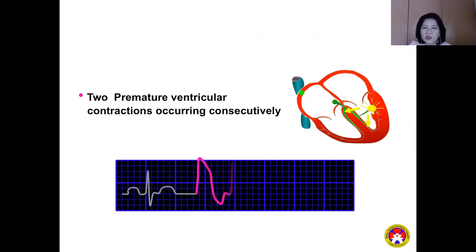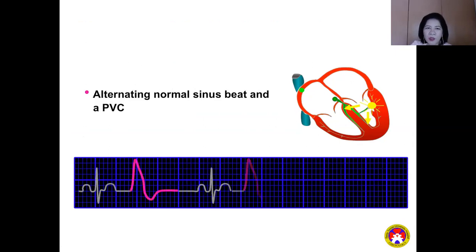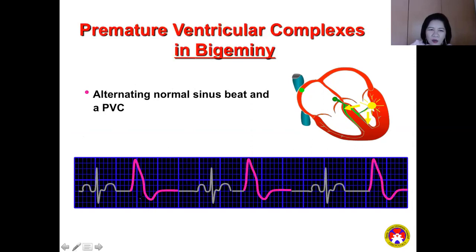Now, if we see two PVCs, one after another, consecutive, then we call that PVC in couplet. If we see the PVC alternating with a normal beat, like this one: normal, PVC, normal, PVC, normal, PVC, then this is a PVC in bigeminy.